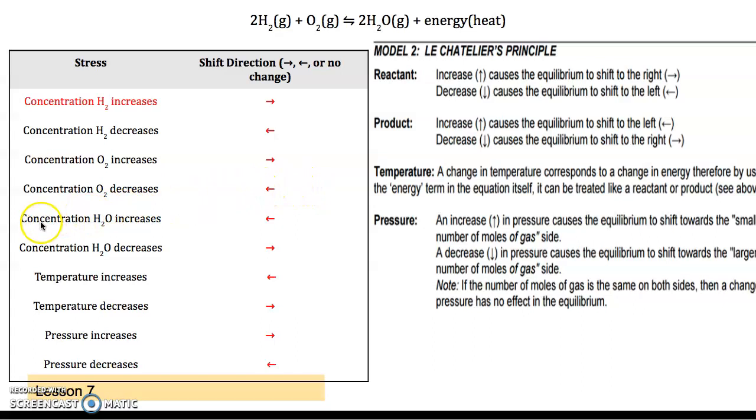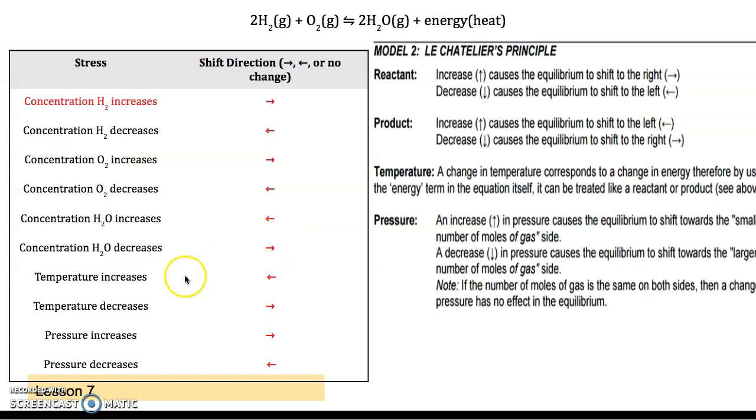Okay, let's keep going. Concentration of water increases. I need to find water. Okay, water is a product. So let's look at product. Water increases, so it will shift to the left. So I look over here and I put over here either left or an arrow indicating to the left. So the equilibrium is moving this way. Concentration of water decreases, so it's the opposite of here. So obviously the arrow would be opposite.